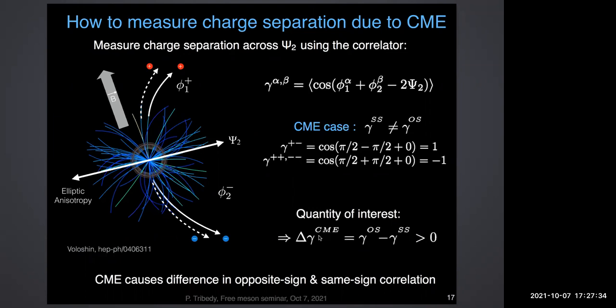So remember, I will not present individual gamma for opposite sign and same sign all the time. What we are interested in is the difference between opposite sign and same sign, meaning a plus minus compared to either plus plus or minus minus. So the delta gamma observable is the primary CME observable, and it has to be greater than 0 if there is something interesting.